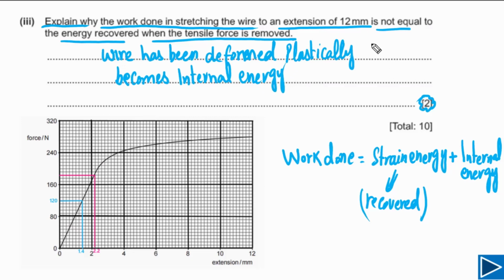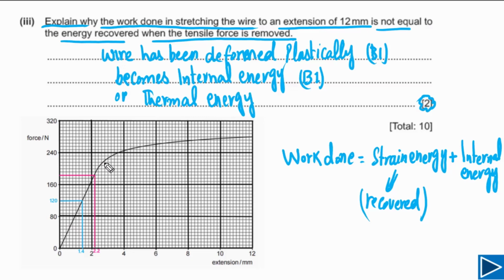This question has 2 marks. The first mark is a B mark. If you have written this, you will get 1 mark, and the second is also a B mark. If you have written it becomes internal energy, you can also say that some amount of work done has been converted into heat, or thermal energy. Means energy has been dissipated in the form of thermal energy. So if you write down these 2 points, you will get 2 marks.